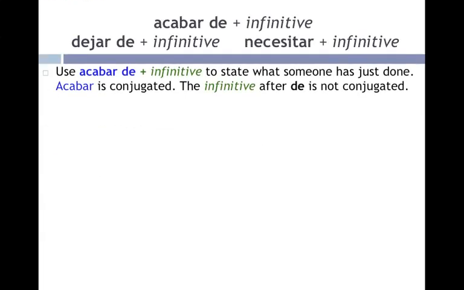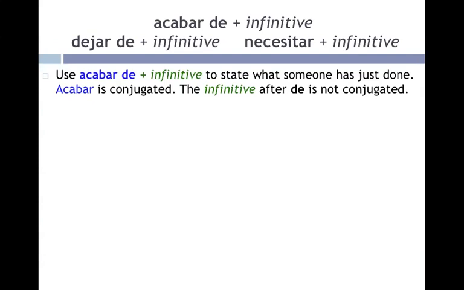All right, a quick review of these three different types of verbs that are used with infinitives afterwards: acabar de, dejar de, and necesitar. Use acabar de plus an infinitive to state what someone has just done. Acabar is conjugated and the infinitive after de just tags along, not conjugated.